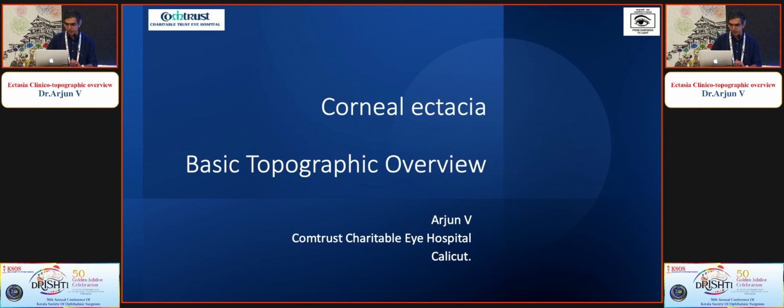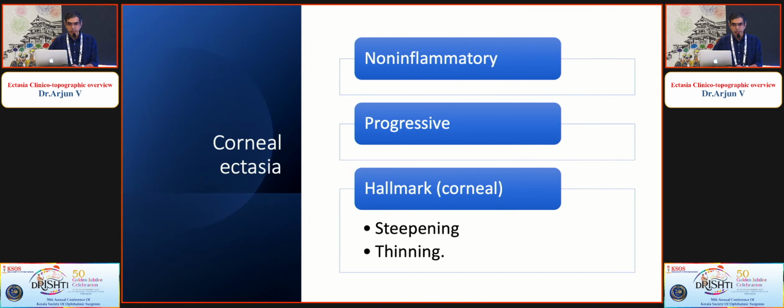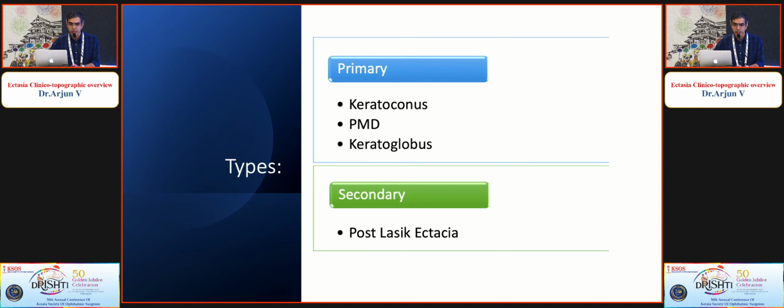Thank you, sir. So this is my humble attempt to give you an overview of topography within the next 8 to 10 minutes. So corneal ectasias, as you know, by definition are non-inflammatory and progressive, the hallmark being a steepening and thinning of the cornea. There may be types, primary or secondary, the primary being keratoconus or PMD, the secondary being the post-LASIK versions.